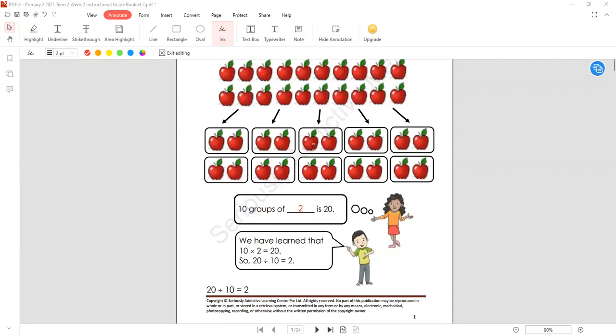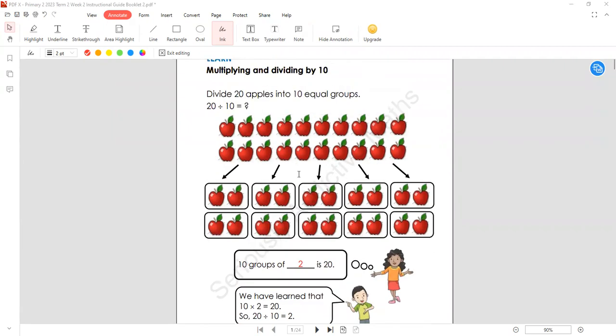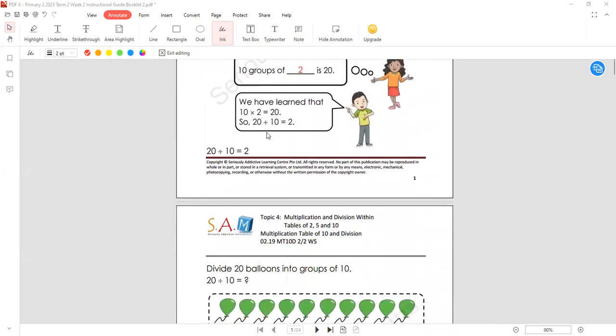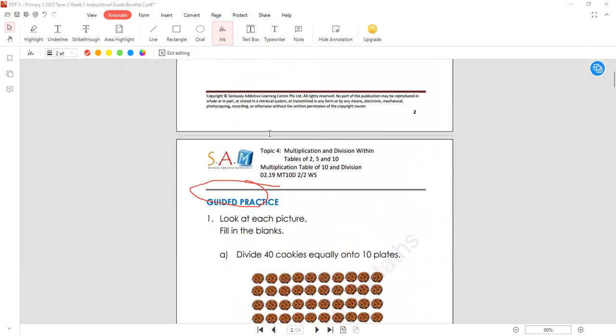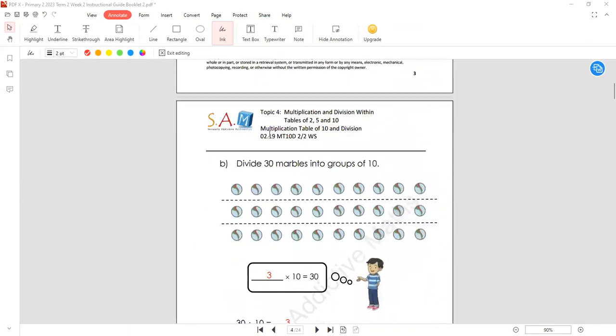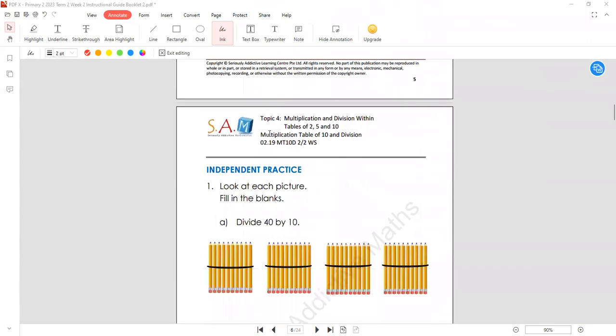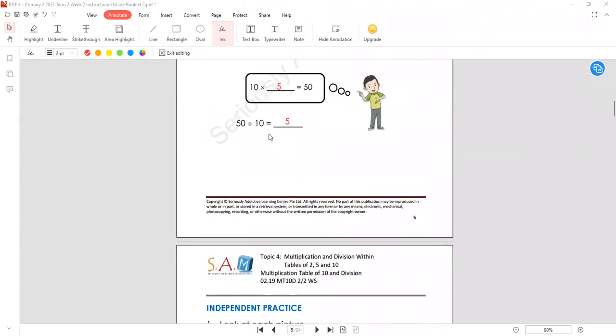The other way to do it is to get them to understand that actually 20 divided by 10 equals 2. If you reverse it, it'll be 2 times 10 equals 20. So this is a multiplication and division fact family. Get them to do all the guided practice here. Guided practice, done.